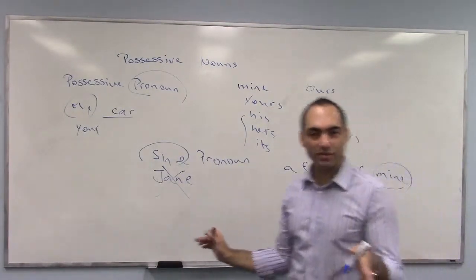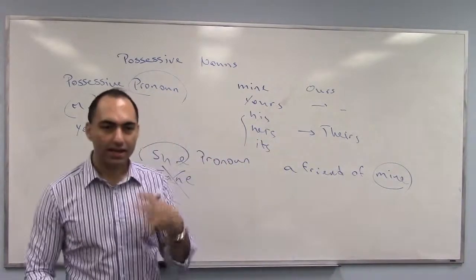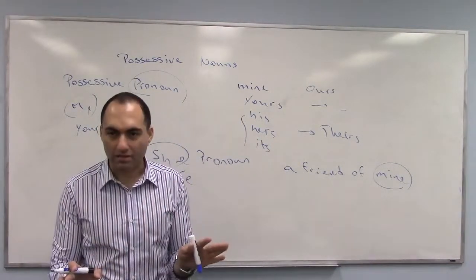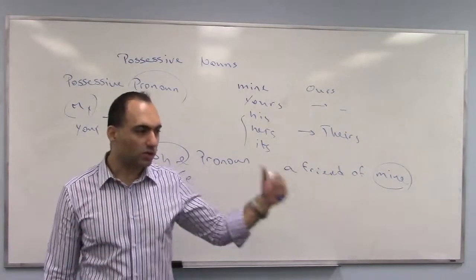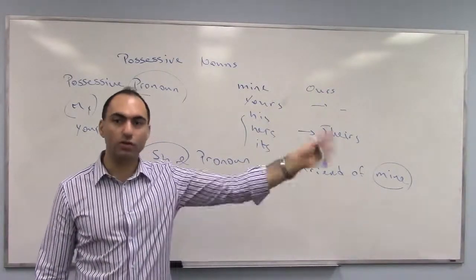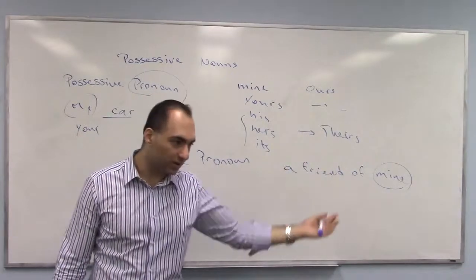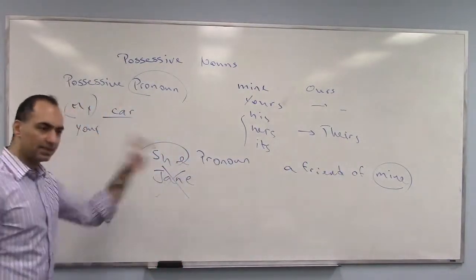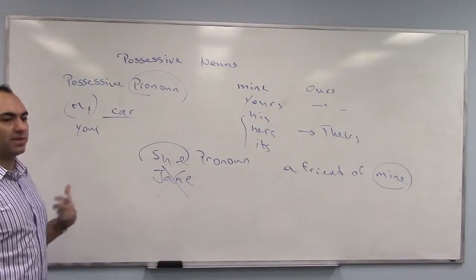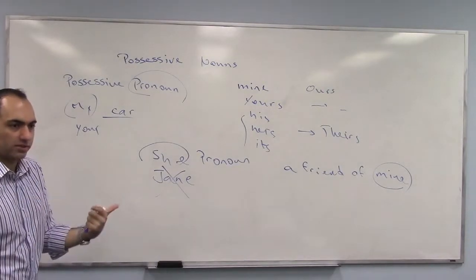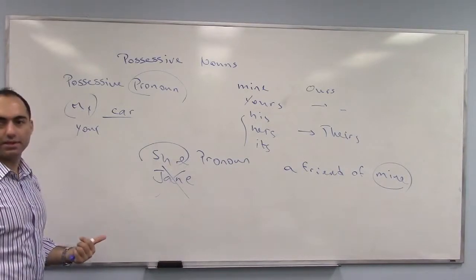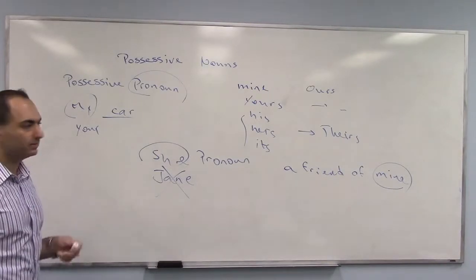So now we know the difference between pronoun and adjective, right? My is not a pronoun. My is an adjective. Mine, yours, his, hers, those are possessive pronouns because then you don't need the noun that doesn't come with them anymore. They replace it completely. It's my house, it's mine. It's my car, it's mine. That's mine. That's hers. No, it's not hers, it's his. It's ours. It's theirs.